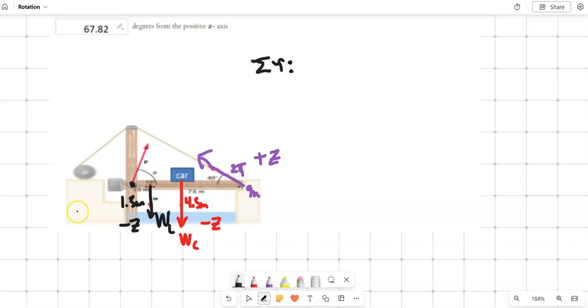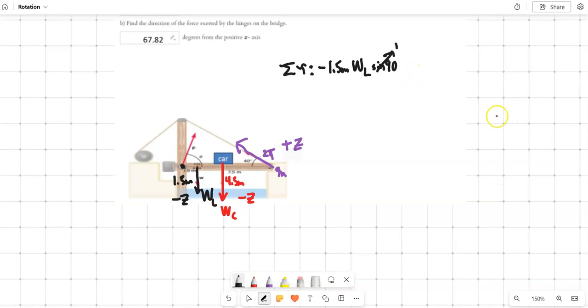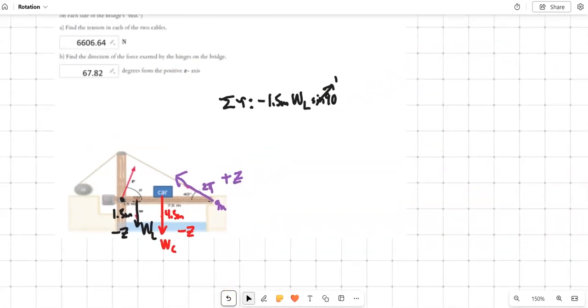In this problem, starting from the pivot point to the weight of that lever arm, you'll get a negative 1.5 meters times the weight of the entire lever arm of the bridge, and that's the sine of 90 degrees, which is just equal to 1. Then we go on to the weight of the car. We start at the pivot point, moving further out. The weight of the car is also going to be a negative Z torque. It's located at the 4.5 meter mark, and that's the weight of the car.